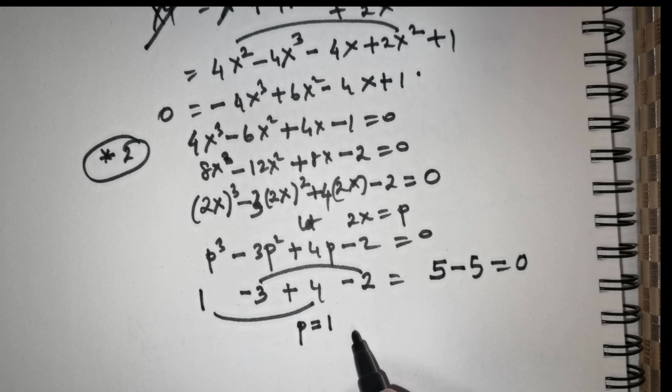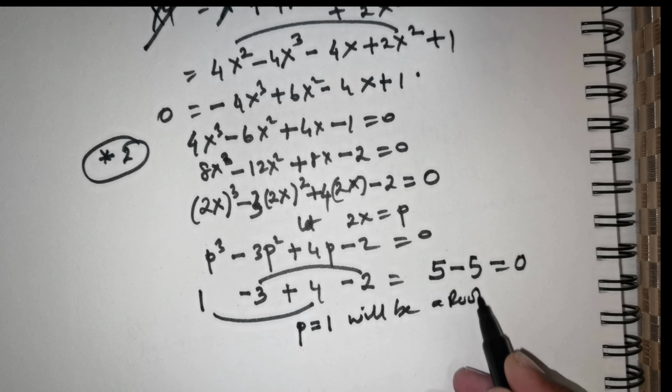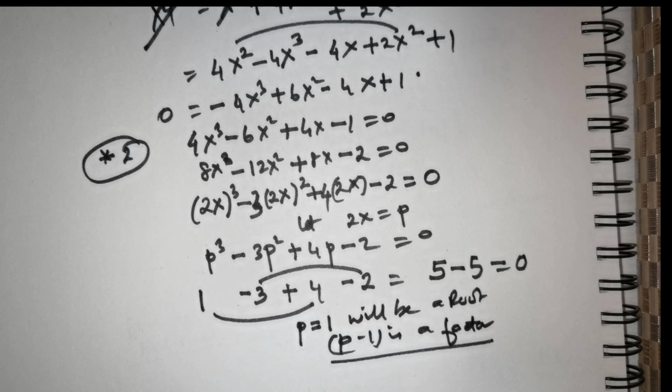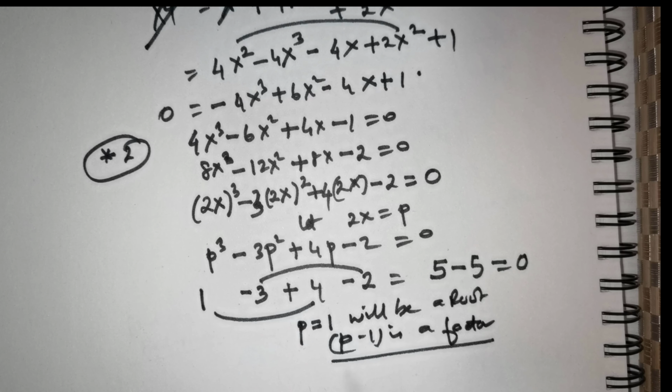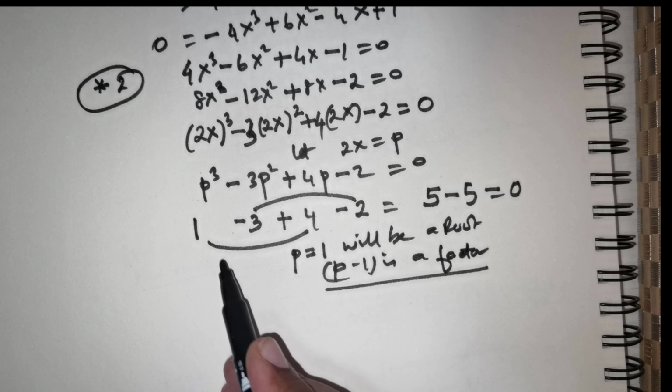P is equal to 1 will be a root, and subsequently p minus 1 is a factor. Right? P minus 1 is a factor for this. So p is equal to 1 is a root and p minus 1 is a factor. So if that be the situation, then clearly I can use synthetic division to reduce this. So it all boils down to synthetic division.